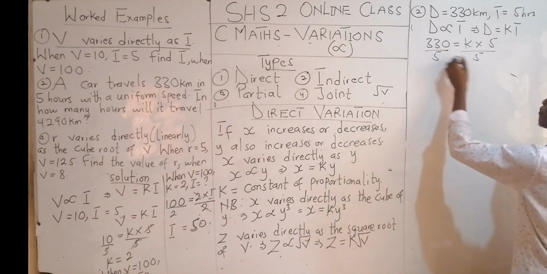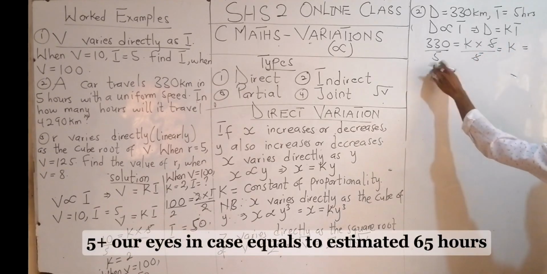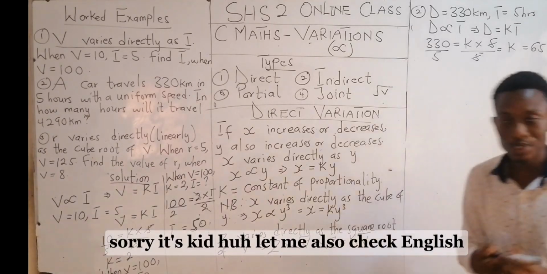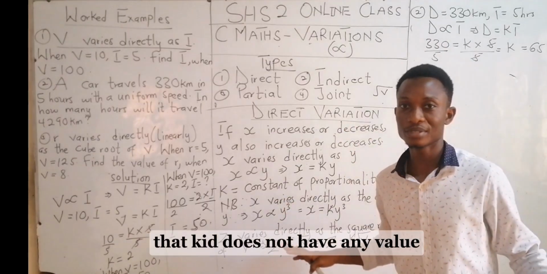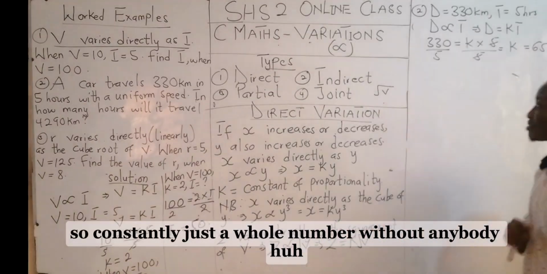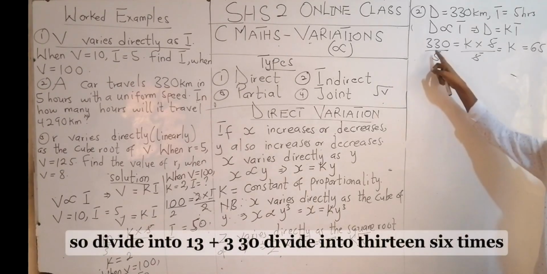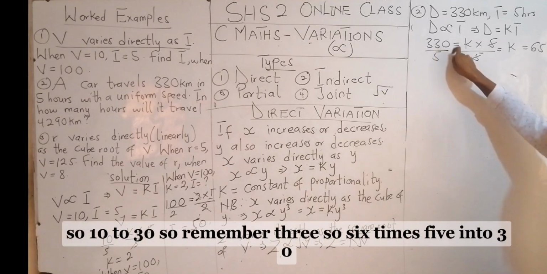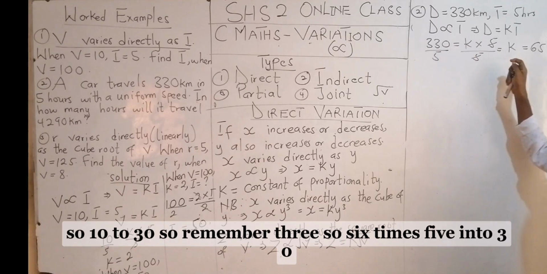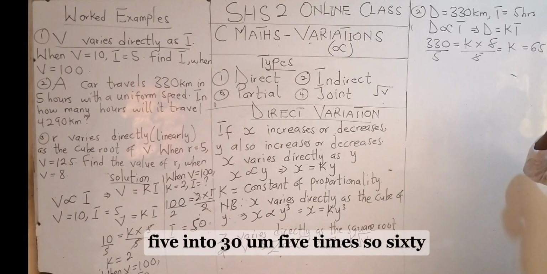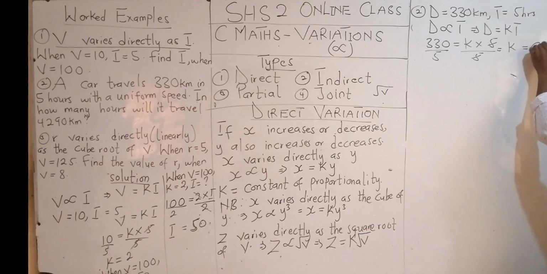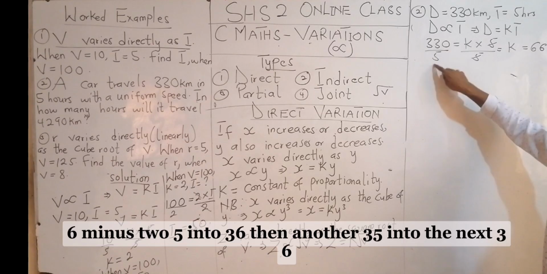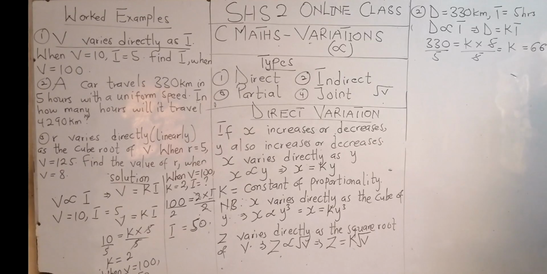Divide both sides by 5. So K is equal to 330 divided by 5. Sorry, K does not have any unit. It's a constant, just a whole number without any unit. Sorry about that. So 5 into 33, 6 times. Then 5 into the next 30, 6 times. So 66.